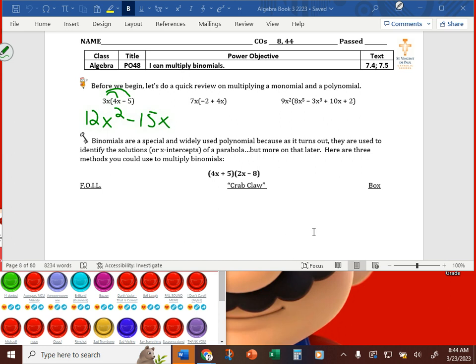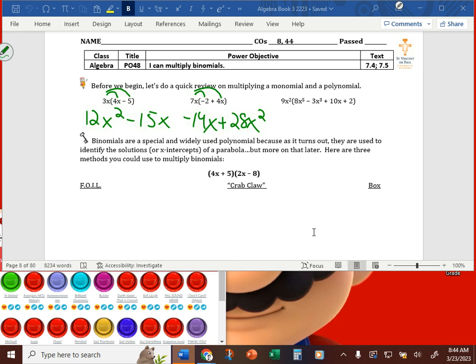And that's our final answer, because why can't we combine 12x squared and negative 15x? Well, because they're not like terms, okay? With addition and subtraction, you need to have that like variable and that same power. 7x times negative 2 plus 4x, distribute in. 7x times negative 2 is negative 14x. 7x times 4x, positive 28x squared. Of course, you would rewrite this to be in standard form, but we'd be finished there as well.